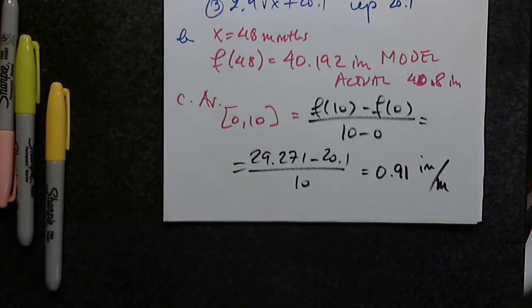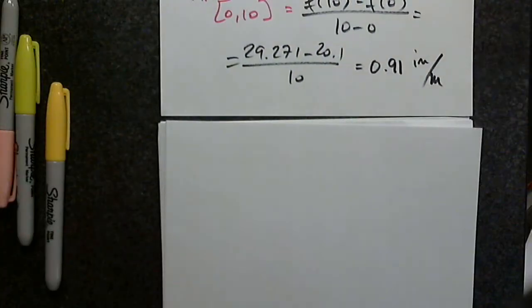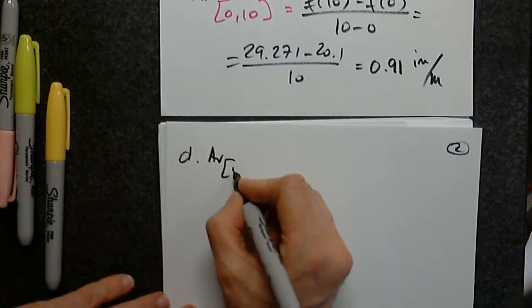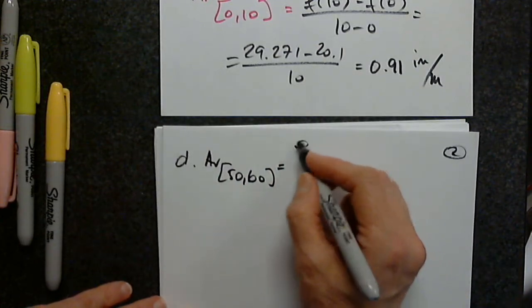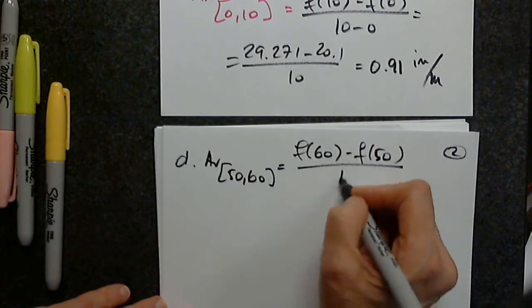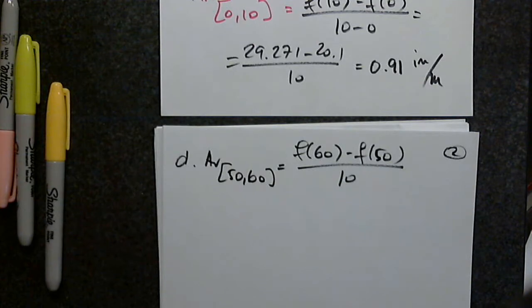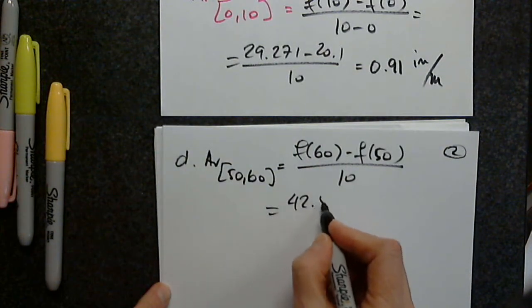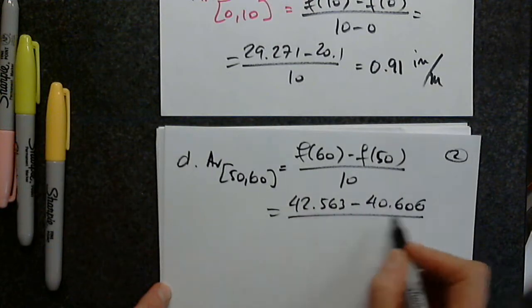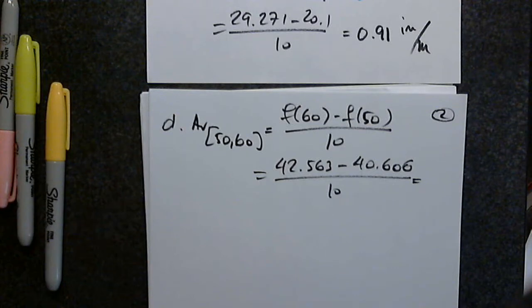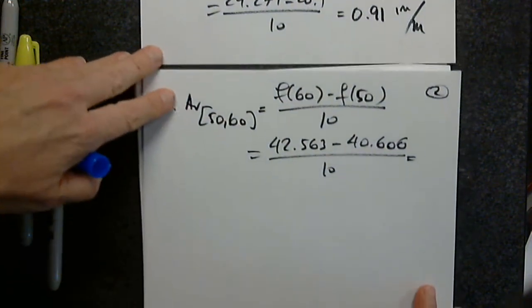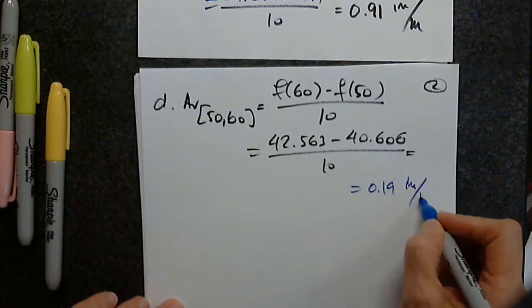Okay, let's see the last part here. Use the model to find the average rate of change in inches per month, again, between 50 and 60 months. So all I have to do is average between 50 and 60. Same formula, f of 60 minus f of 50 divided by 10. That's why I put the function in, so I don't have to punch it in. So I put 50 and 60. And 42.563 minus 40.606 divided by 10. So 42.5 minus 40.6 is 1.9. 1.9 divided by 10 is approximately 0.19 inches per month.